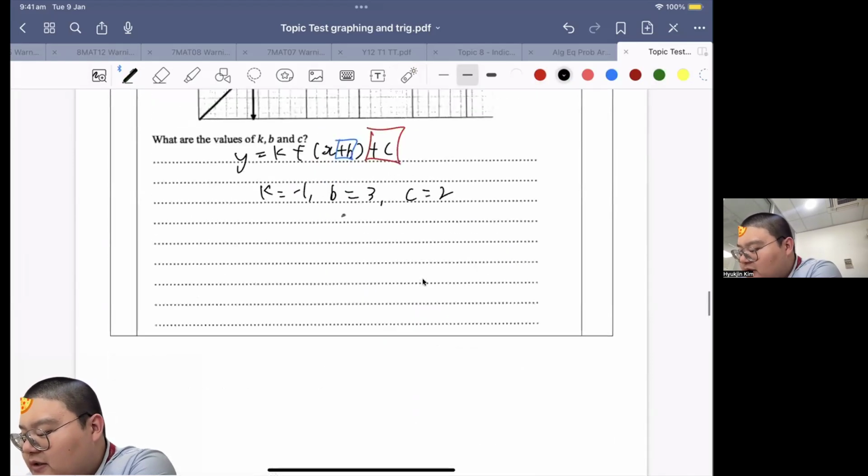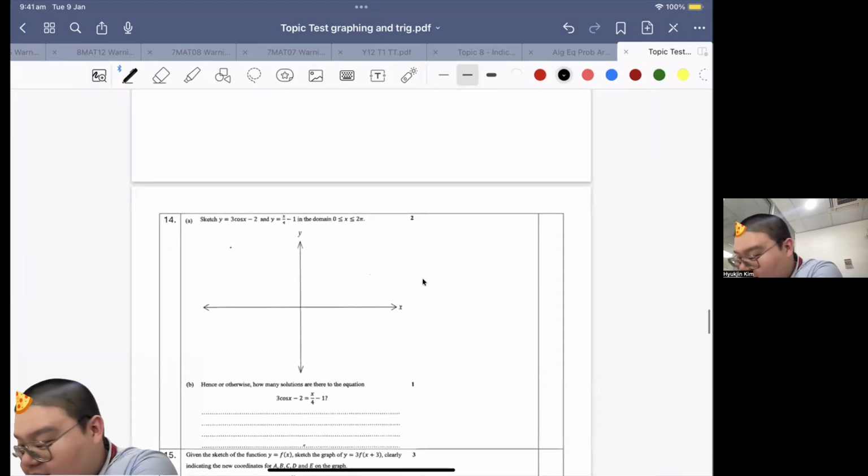Why did I give you guys so much space? Could have put in another question in this space.